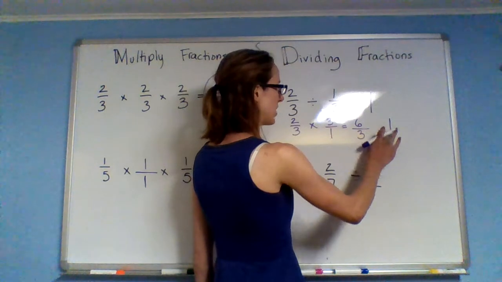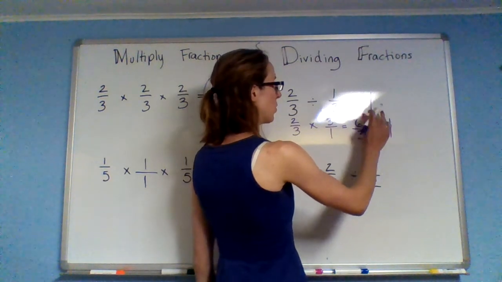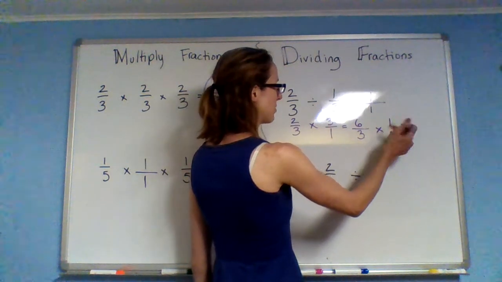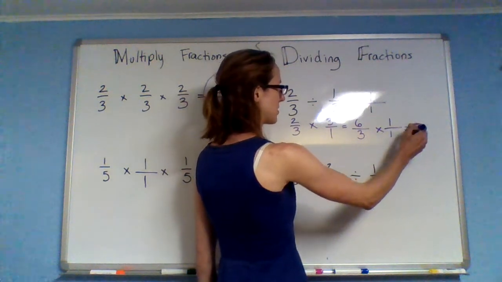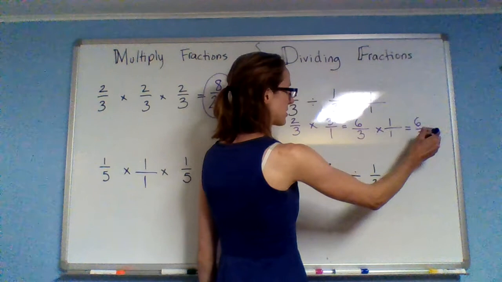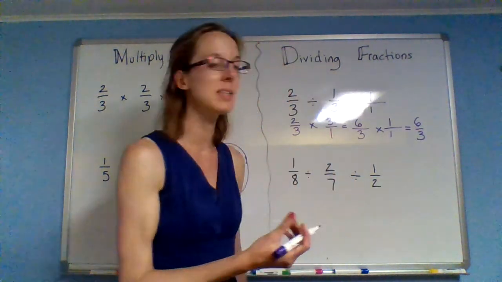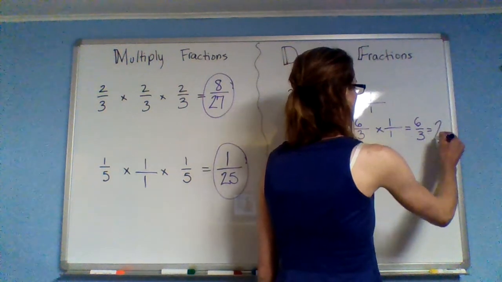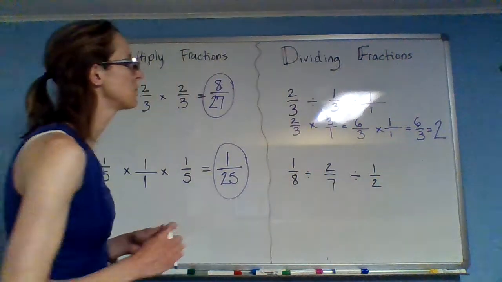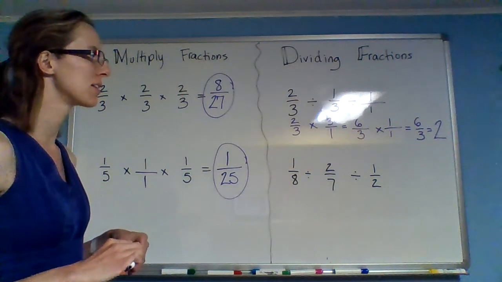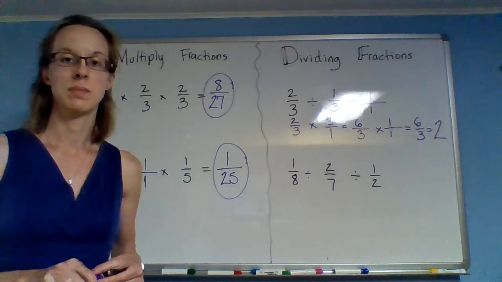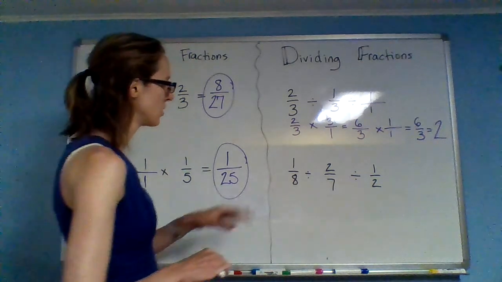Again, I can change. 1 is like 1 over 1. So when I flip it, it's still going to be the same. So I get 6/3. When I go to reduce that, 6 divided by 3 gives me 2. So 2/3 divided by 1/3 divided by 1 actually equals 2. Let's try one more like that.